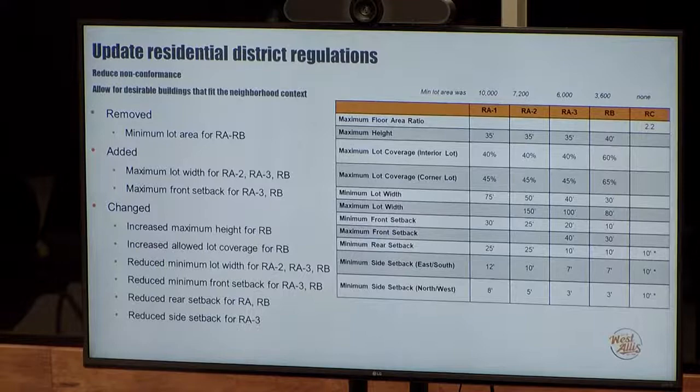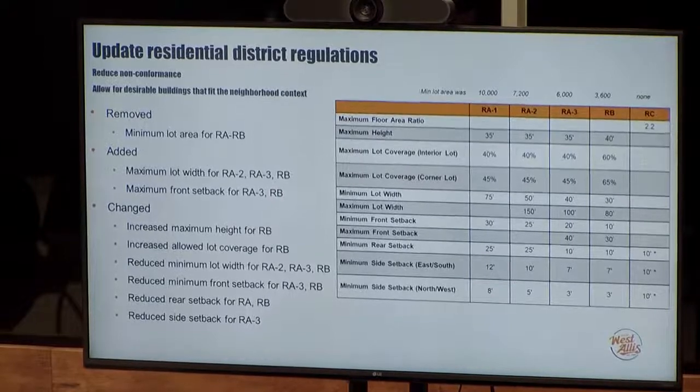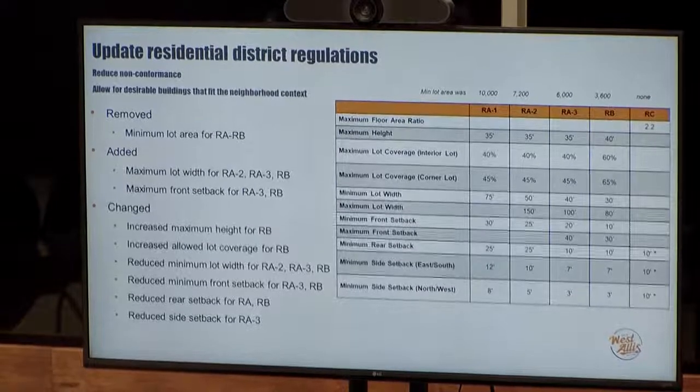So what we're doing within this table, going from that list form to a table format, by eliminating the minimum lot requirement, we're not really saying that we're shrinking lot sizes or anything like that. The setbacks that we have in here and the lot coverage requirements, lot width especially.